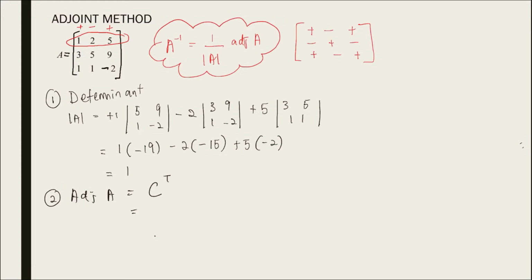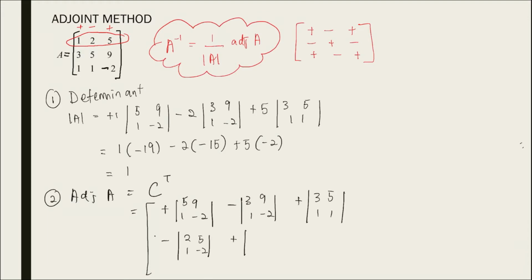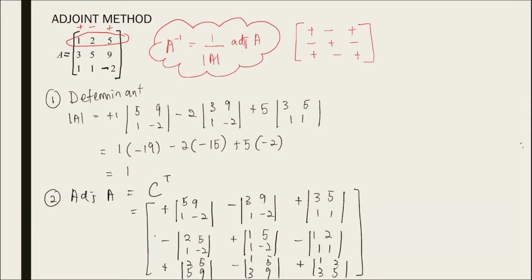Okay, the next step is to find the adjoint matrix. So adjoint A is the cofactor transpose. So for this step, I need a big bracket. So start from positive minor 1, 1, 5, 9, 1, negative 2, and then negative minor 1, 2, 3, 9, 1, negative 2, and don't forget the symbol T at the top because we need to transpose the matrix.